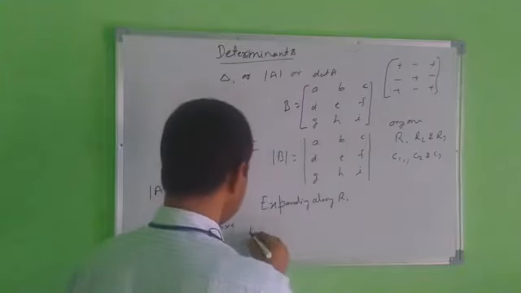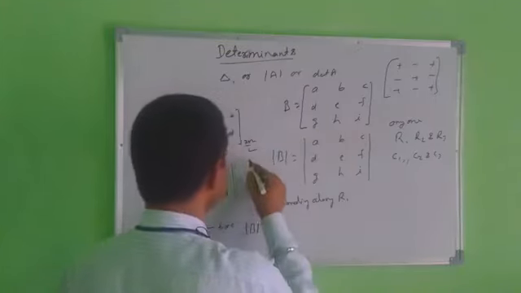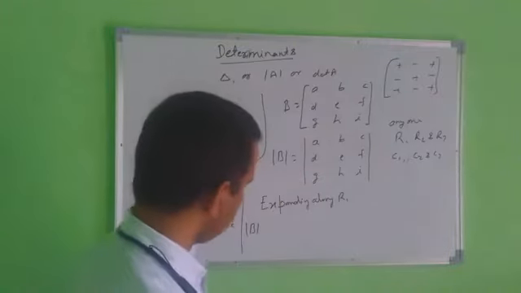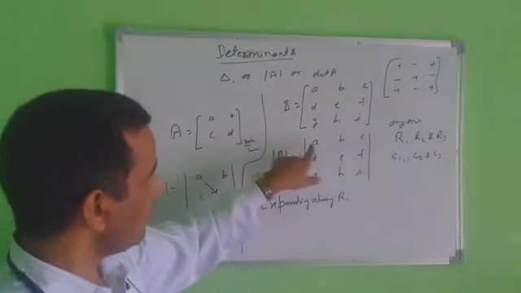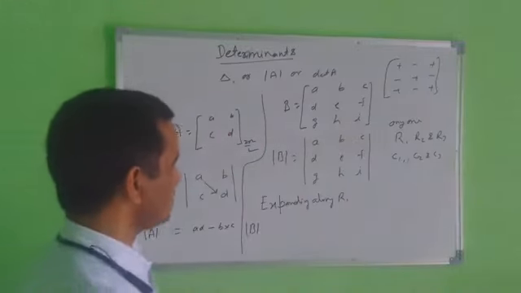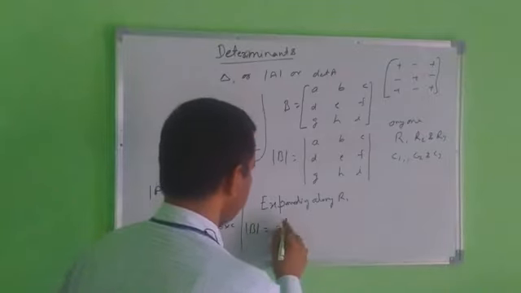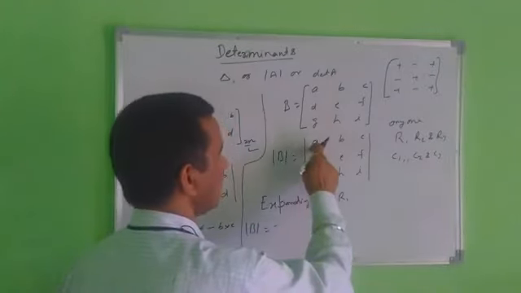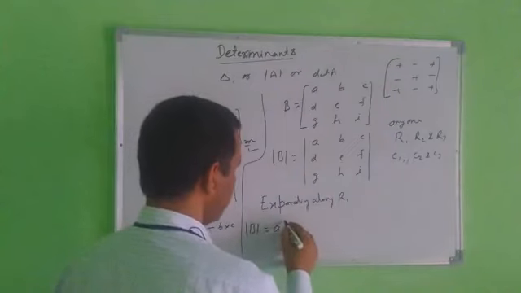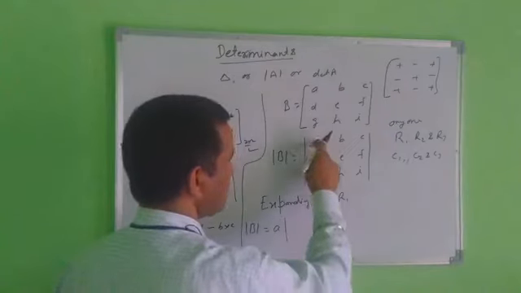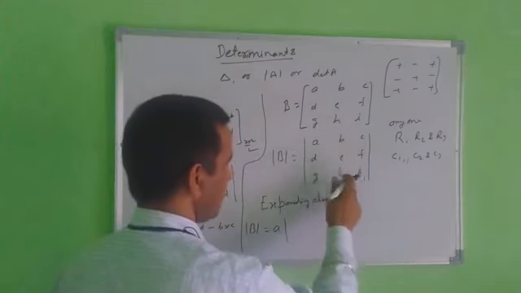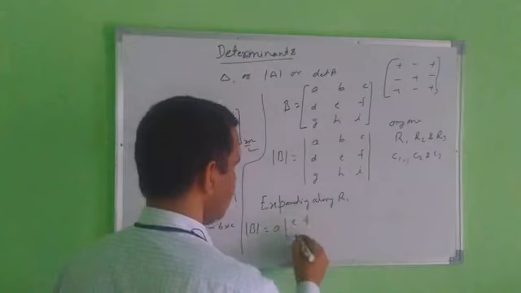So what is the value of the determinant here? Now look here, when expanding along R1. First you take A. The sign of this element is plus, so you write A here. After that, this row and this column will be hidden. What is left? E, F, and H, I.